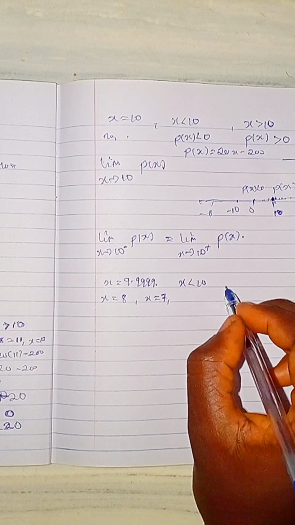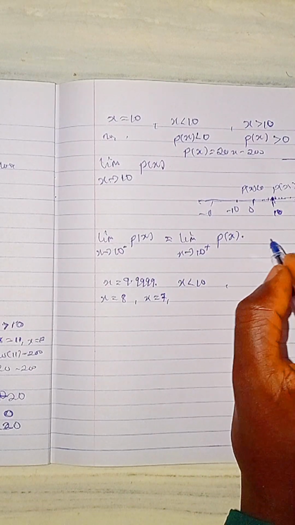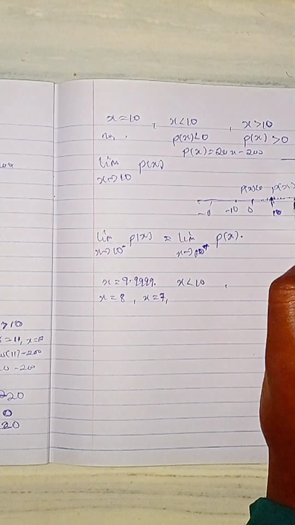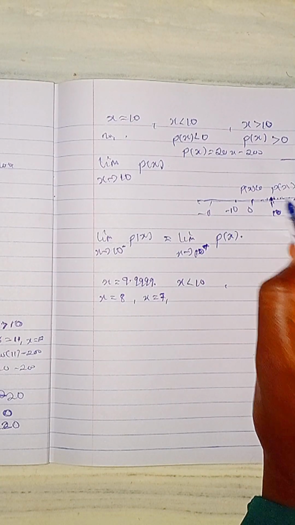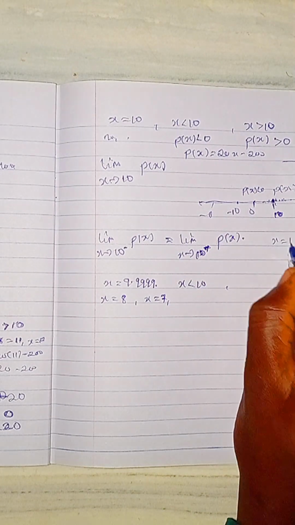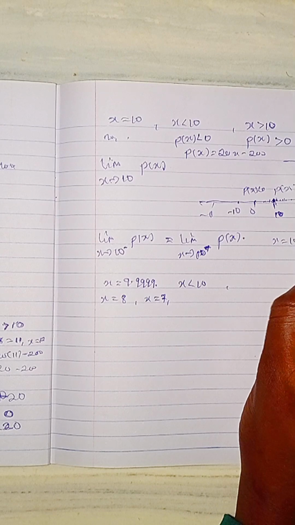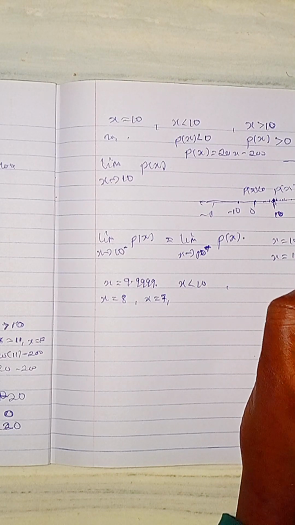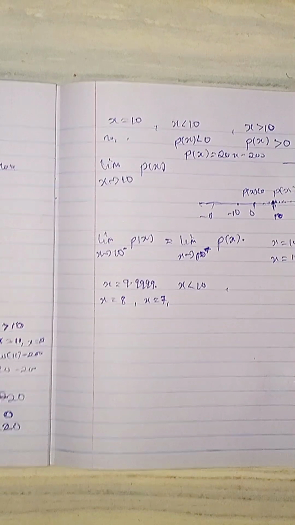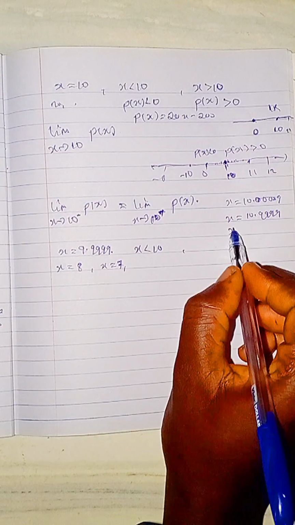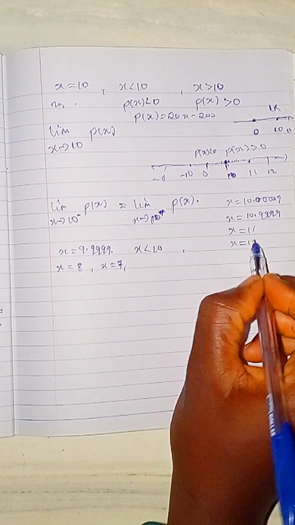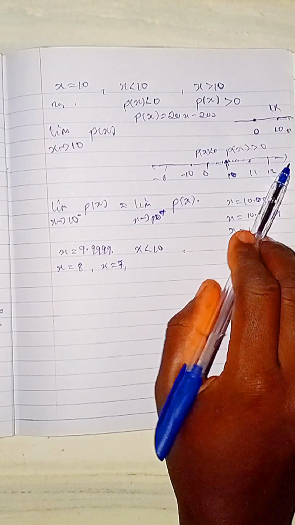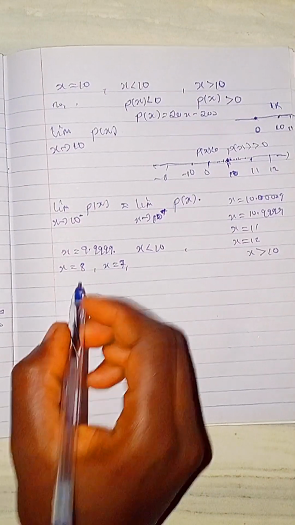The limit as x approaches 10 positive means when x is at the right. X can be 10.0009. X can be 10.9999. X can be 11. X can be 12. X is bigger than 10, meaning at this side. So what happens to the profit function?